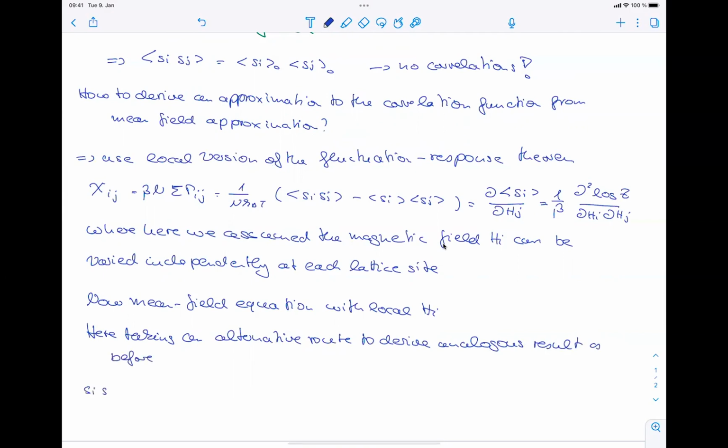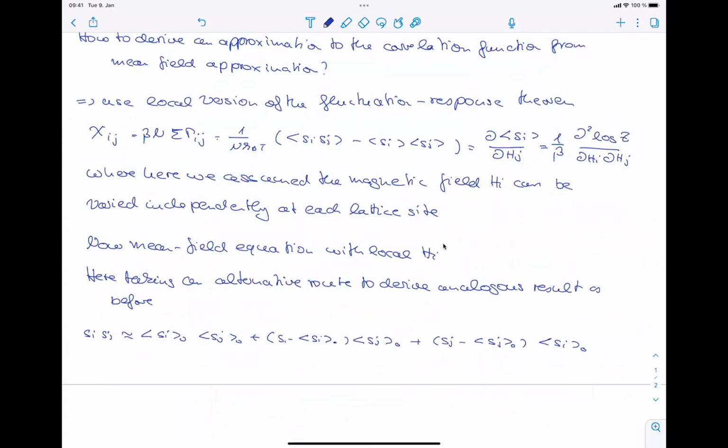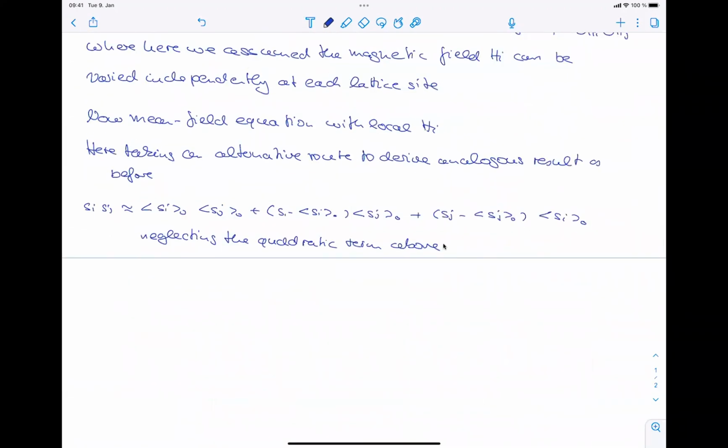So we now take SiSj as Si average, Sj average, and now we consider the fluctuations in linear order around the mean, neglecting higher-order terms.